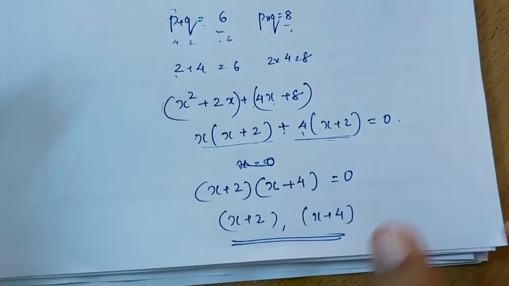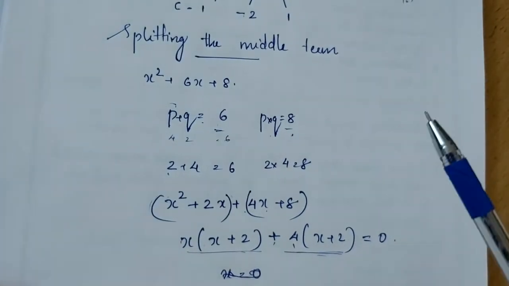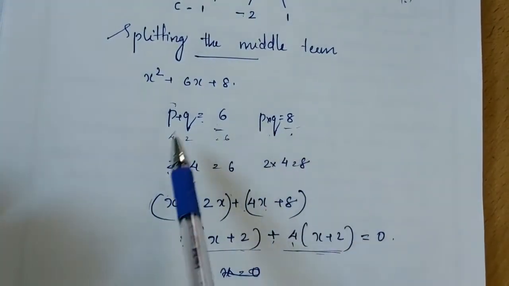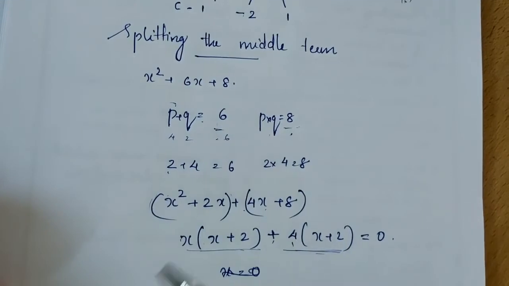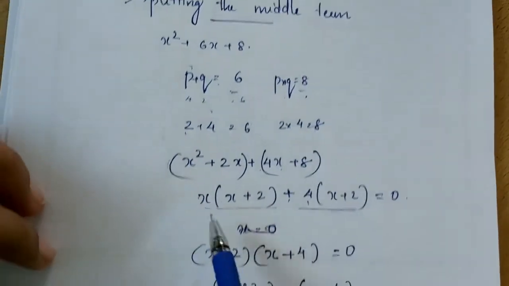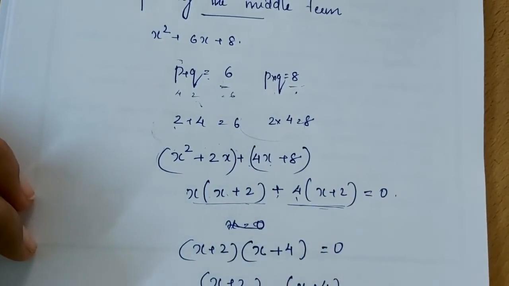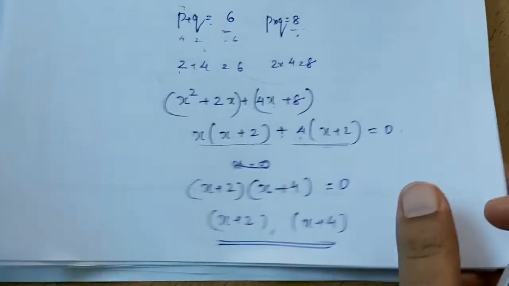Okay, this is the method of splitting the middle term: p plus q and p into q. Then we will find values which satisfy the condition. According to that, we split the middle term, then the factorization goes on. Okay, this is the method of splitting the middle term. Next, go to another example.